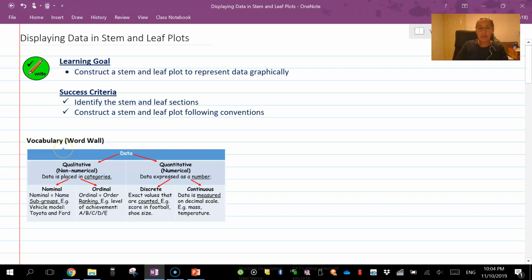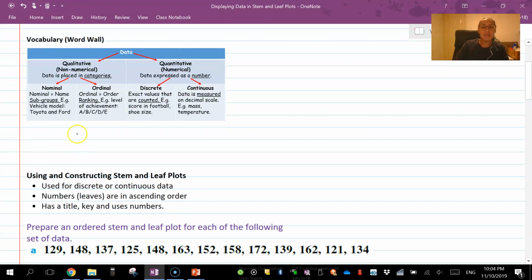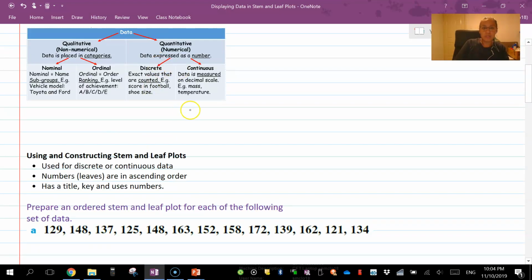Hey everyone, in this one we're looking at displaying data in stem and leaf plots. A stem and leaf plot is another graphical representation, and we're going to look at the conventions appropriate to those. Using our classifying data, stem and leaf plots are used predominantly with continuous data and can sometimes be used with discrete, but we generally don't use it. And you shouldn't really be using it for nominal and ordinal data, so qualitative data.